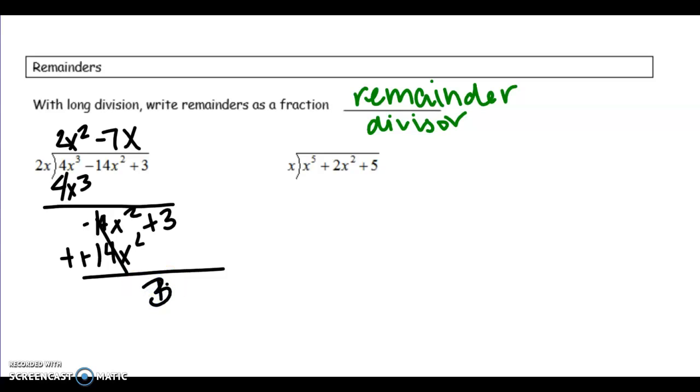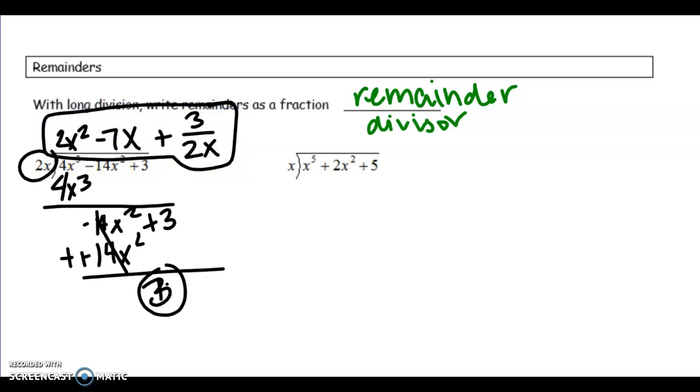Okay, so here's the case where 2x does not go into 3, my positive 3. So what I'm going to do is I'm just going to add 3 over 2x. It's going to be like a fraction, okay? And that's going to be my answer.